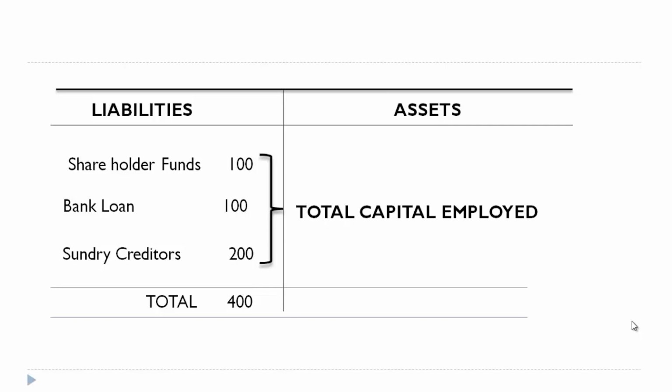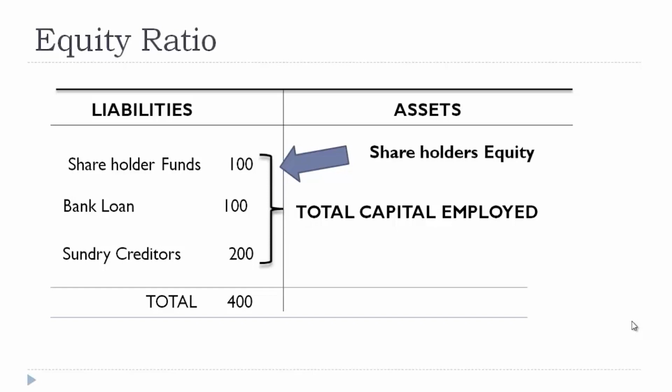Now we are concerned about what ratio? We are concerned about equity ratio. So first we should know what is the equity component in this. See, the shareholder funds is the equity component in the total liabilities. So this is the shareholders equity. Now we have to calculate equity ratio, right? So we have to establish a relationship between the shareholders equity and the total capital employed so that we'll be able to calculate equity ratio.